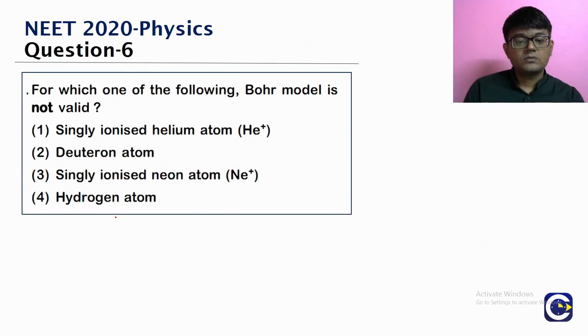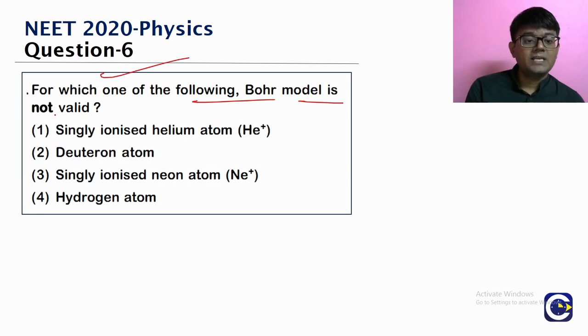So the answer for this is Option 4. Next, we have a theoretical question on the Bohr's model. This is from the atoms chapter. For which one of the following is Bohr's model not valid? Now, what are the species given to us?